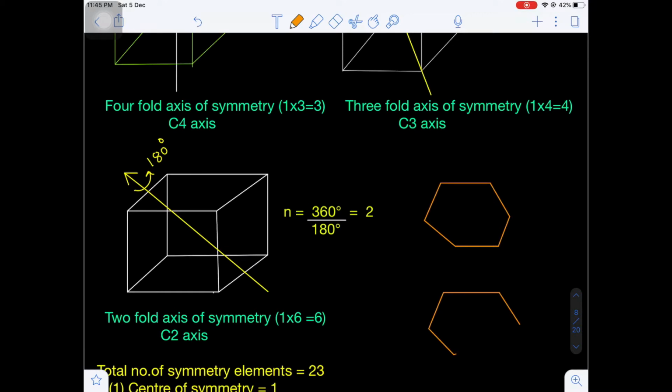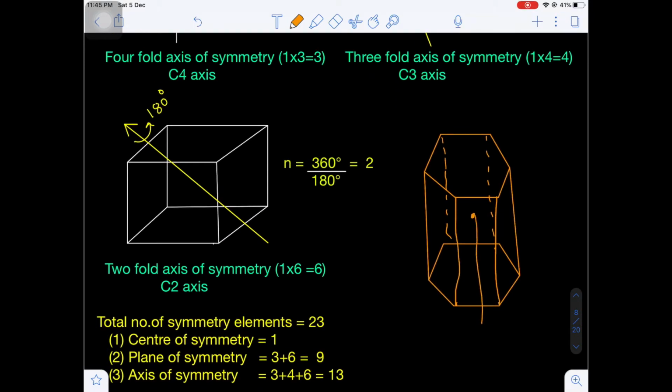Now here in this hexagon, if you see, this is the structure of a hexagon. In this hexagon, this is the center of symmetry, along which if you imagine an imaginary axis passing through the center of symmetry and rotate every 60 degrees, you will get the same identical structure.